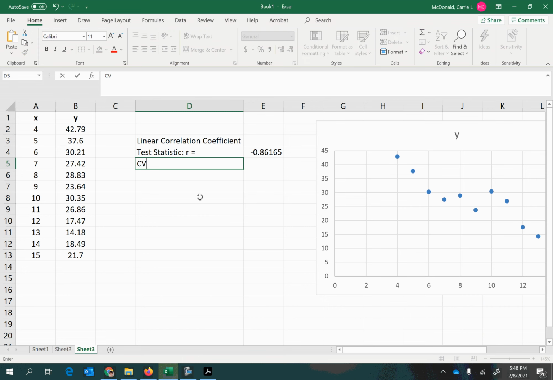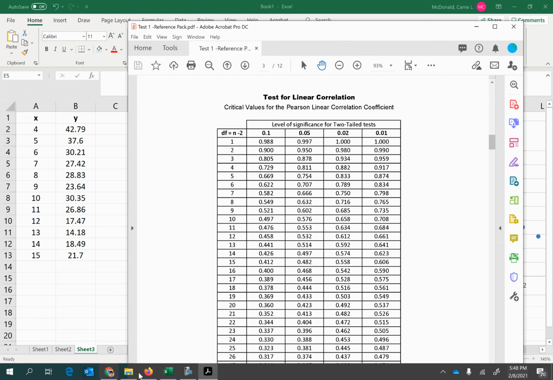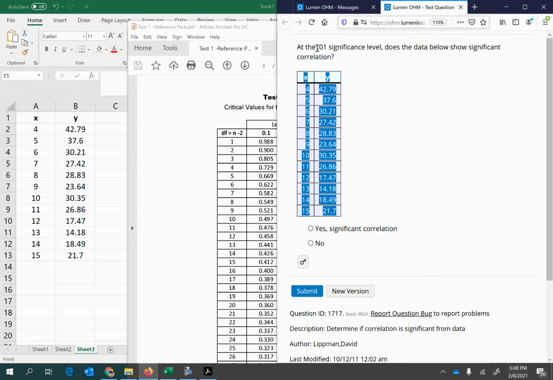So our critical value, which is the comparison value, also referred to as r from the table, at 0.01 significance. Now we're going to look it up. What do we need to use the table here? We need the degrees of freedom, and of course the level of significance. Now we already know what our level of significance is. Let me double check that. Was it 0.01? Yes, 0.01.